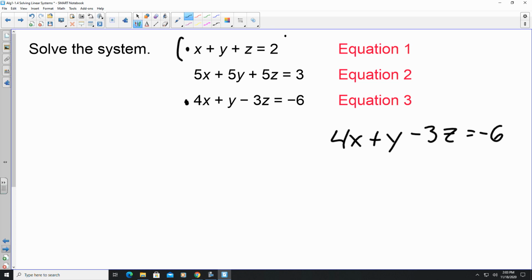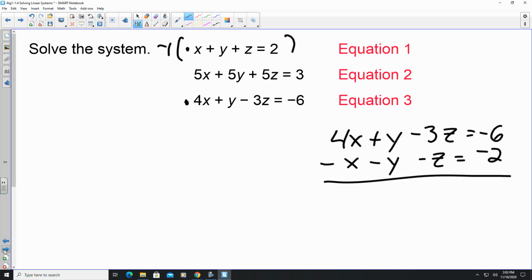And what I'm going to do here is multiply this one by negative 1 so I can get rid of the y. This one is now going to be negative x minus y minus z is equal to negative 2. So now when I do that, this y will be canceled, and then this turns into 3x minus 4z is equal to negative 8.